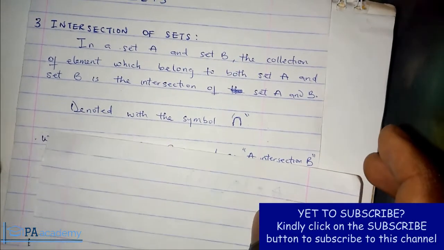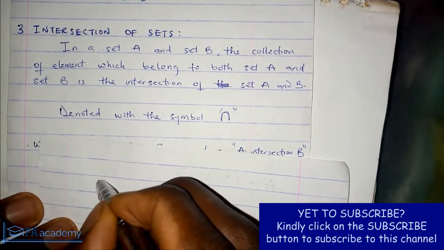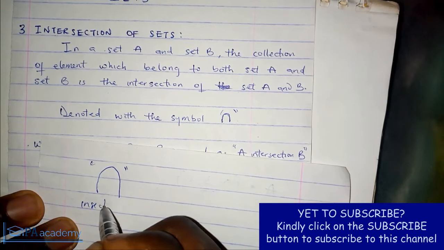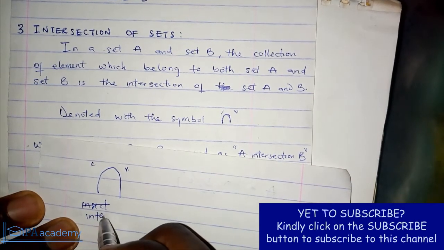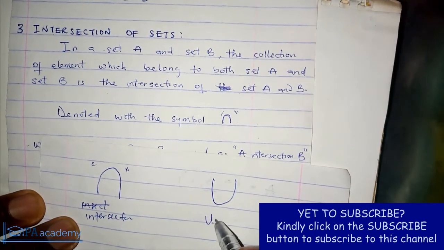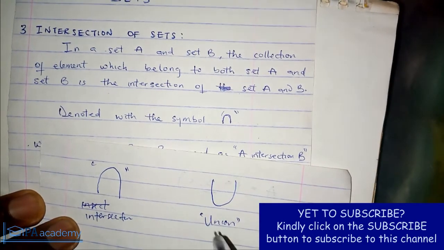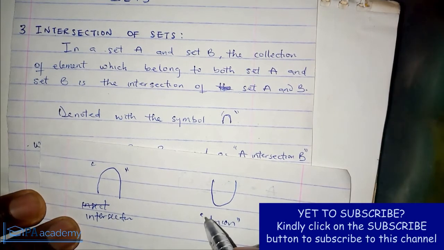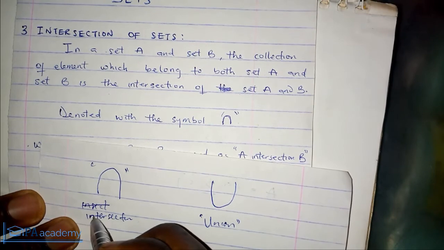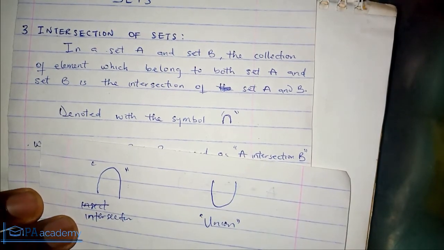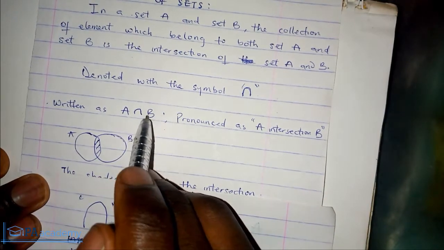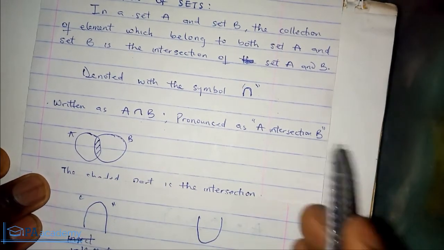So this is the symbol for intersection, like this. This is intersection, so don't mix it up. Intersection. While this is union. So just know when we talk about union, it is U, and then intersection, the second one, looks like an N. This is intersection. It is written as A, then the symbol, and B, pronounced as A intersection B.